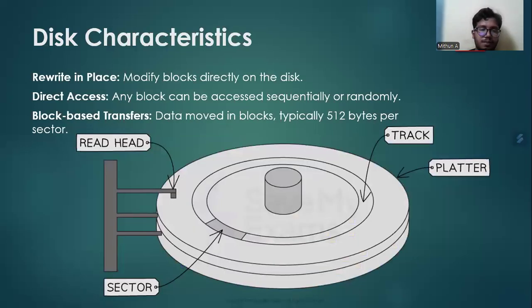So, the basic characteristics of the disk: we can rewrite in place. There is a write where we can modify the block directly on the disk, and any block can be accessed sequentially or randomly. There is also block-based transfer, where data is moved in blocks. Typically a sector consists of 512 bytes of blocks.